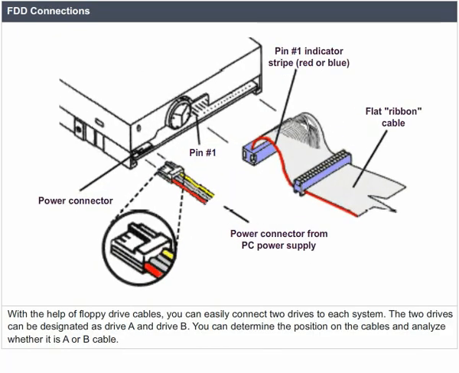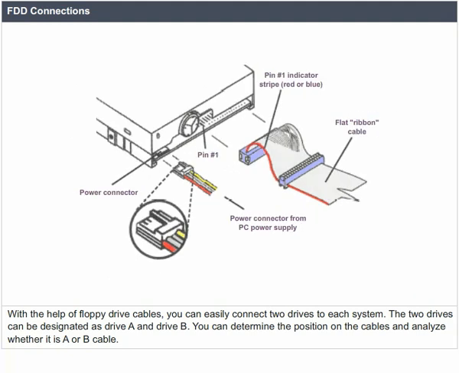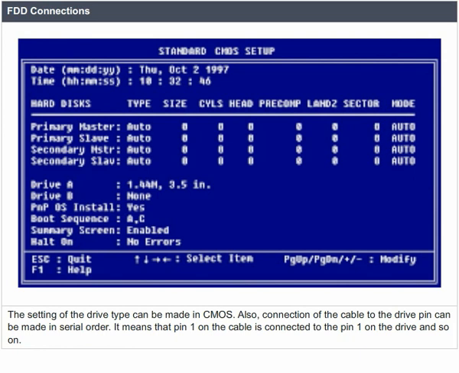FDD connections. With the help of floppy drive cables, you can easily connect two drives to each system. The two drives can be designated as Drive A and Drive B. You can determine the position on the cables and analyze whether it is the A or B cable. The setting of the drive type can be made in CMOS. Also, connection of the cable to the drive pin can be made in serial order. It means that pin 1 on the cable is connected to pin 1 on the drive and so on.